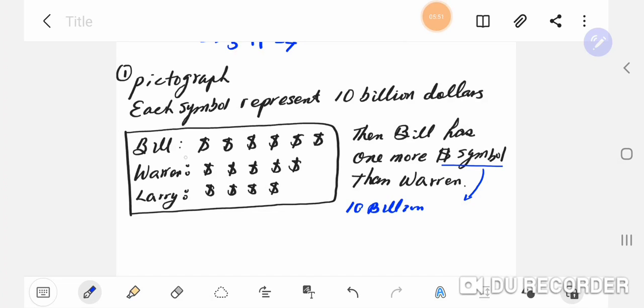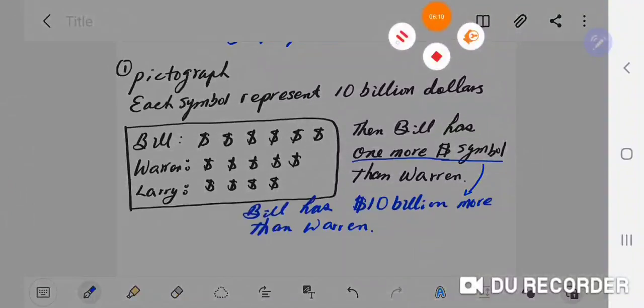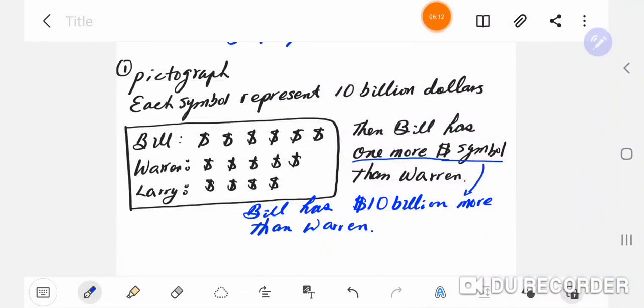How about, let's compare Bill and Larry. Bill has six symbols, Larry has four symbols, and Bill has 2 more dollar symbols. So Bill has $20 billion more than what Larry has. So by looking at the table, we can compare the data information. Then let's try a different picture.